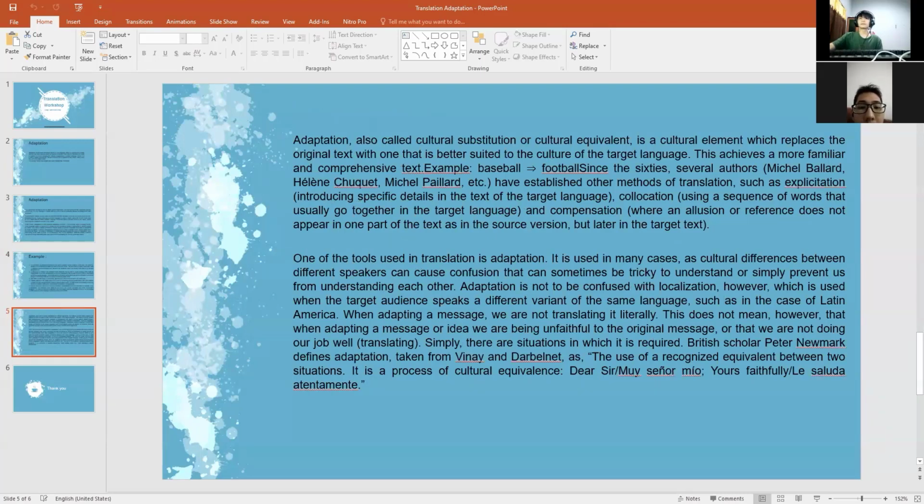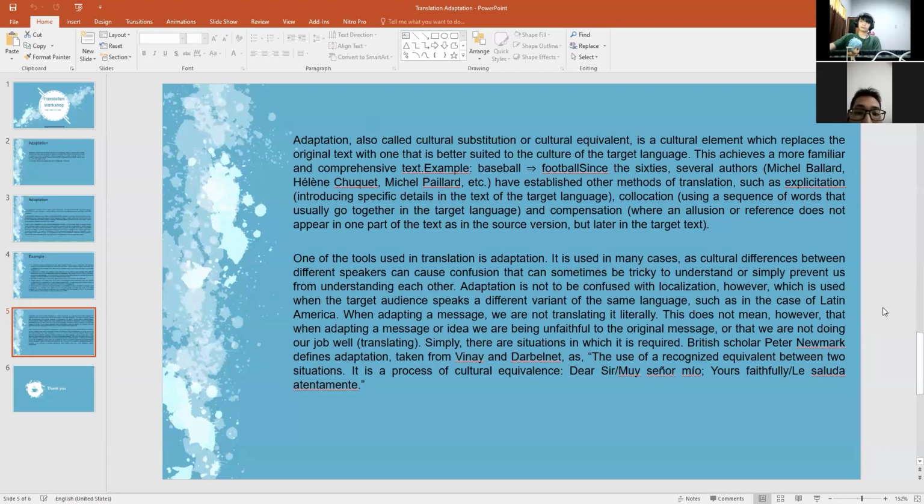Adaptation, also called cultural substitution or cultural equivalence, is a cultural element which replaces the original text with one that is better suited to the culture of the target language. This achieves a more familiar and comparable text. For example, baseball, or we can say football.